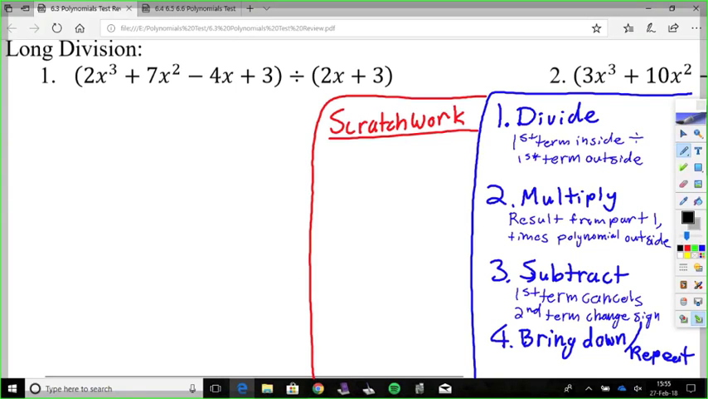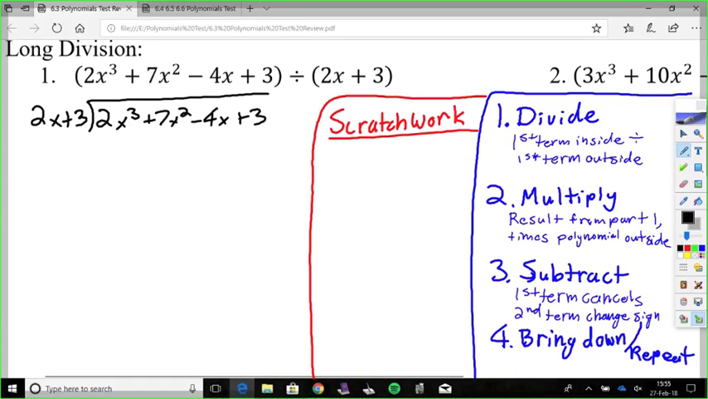I wanted to have them on my board to use as well, and now I have my scratch work as well. But let's begin the problem by first knowing how to set up the problem. To set up this problem, we're going to take the 2x plus 3 that we're dividing by and have that out in front here. And then underneath our division bar, if you want to call it that, will be the 2x to the third plus 7x squared minus 4x and then plus 3.